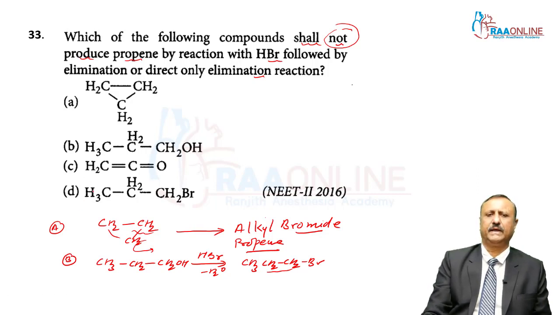Now we can see D is also not the answer because it is already given by CH2Br. So, my dear friends, the answer is only C, because in option C you get CH2 double bond CO, and here you get only 2 carbon atoms. When you have only 2 carbon atoms in the reactants, then why would it produce propene with 3 carbon atoms? So, my dear friends, C is the correct answer, and this question was asked in NEET 2016.